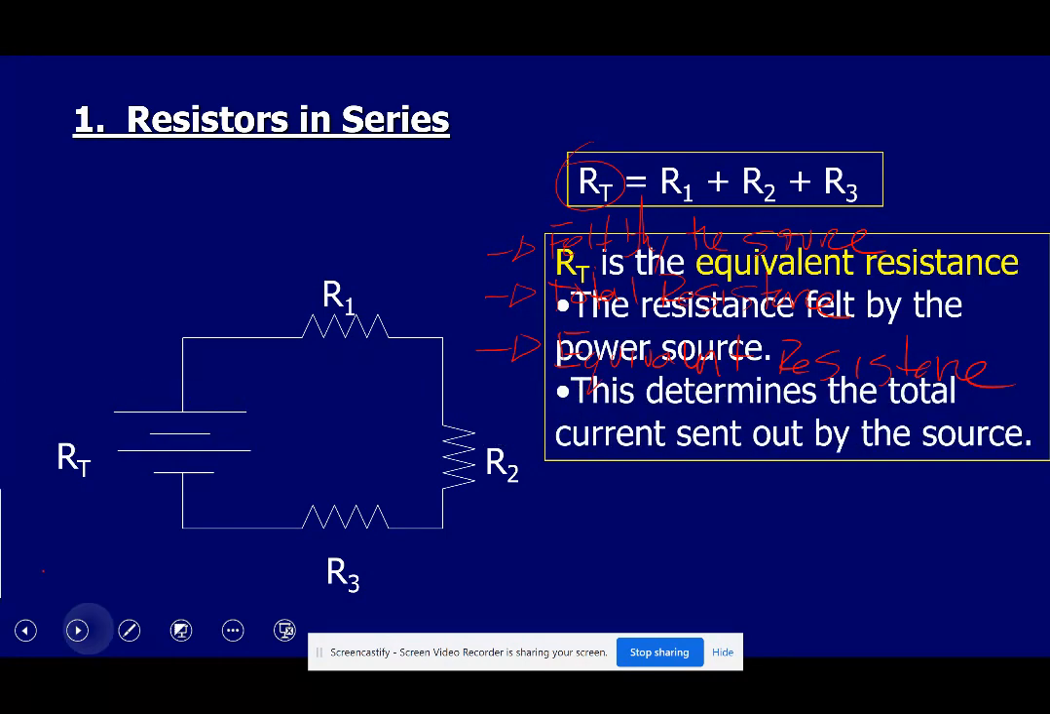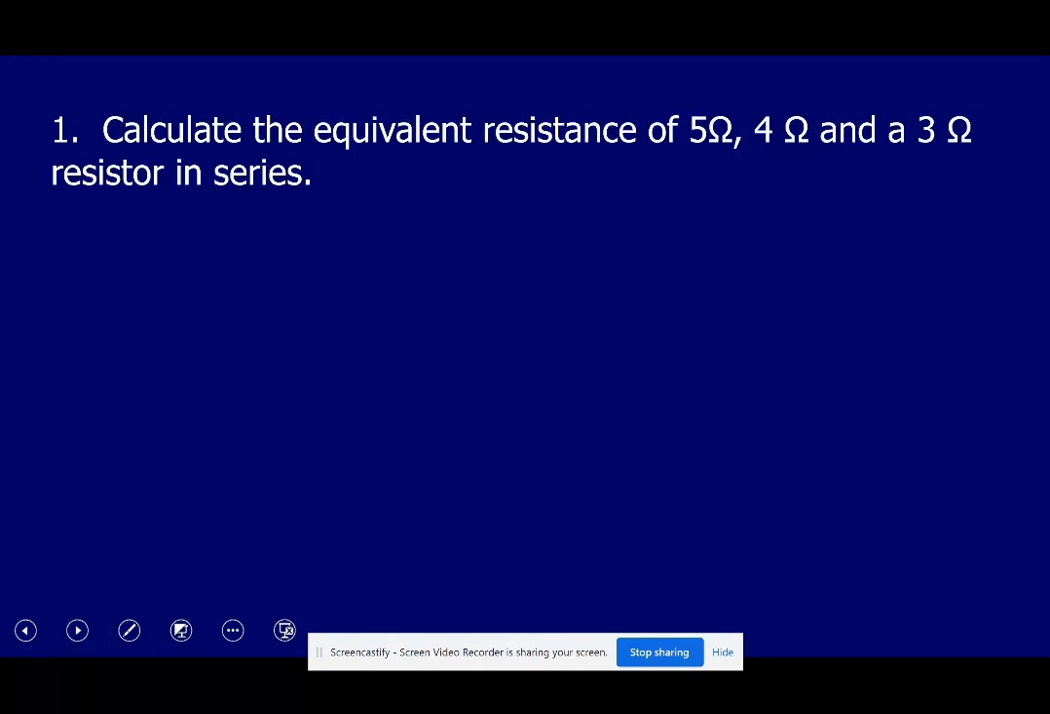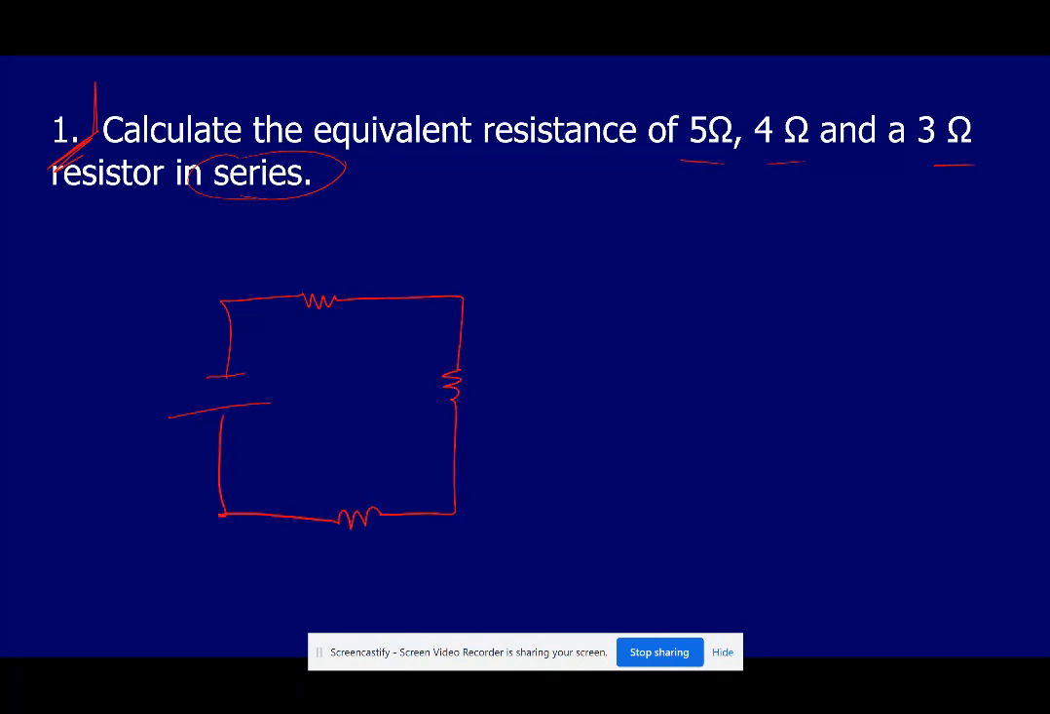And then I'm just going to skip ahead. And here we go. Our first example is just calculate the equivalent resistance if I have resistances of 5, 4, and 3, and the other keyword there is in series. That means all in the same path. So I'm going to draw that really quick. It's going to look kind of ugly because I'm drawing on a computer screen, but here we go. So I've got a 5 ohm resistor, a 4 ohm resistor, and a 3 ohm resistor all in series.